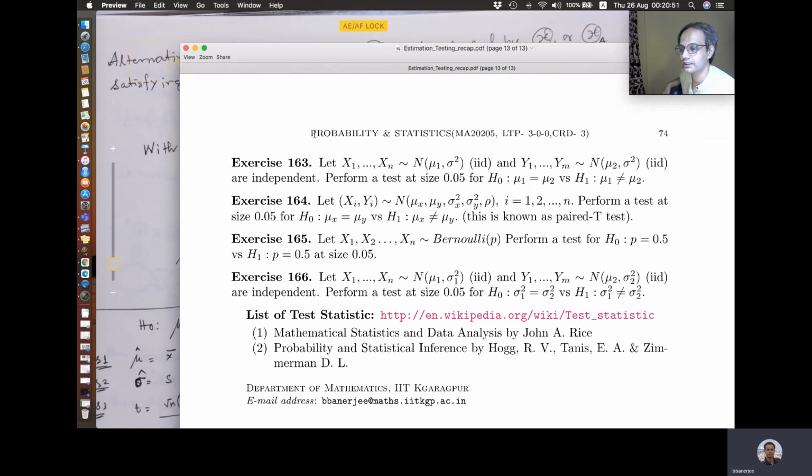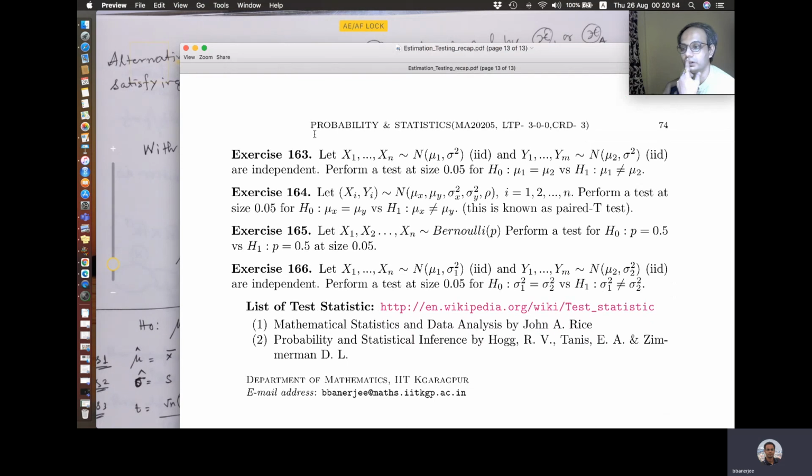Okay, so these are the things you can go for your exercise: x1, x2, xn are IID normal mu1 sigma square, and y1, y2, ym are IID normal mu2 sigma square. Remember, mu1 and mu2 need not be the same. Your null hypothesis is claiming mu1 equals mu2, the alternative is claiming mu1 not equal to mu2, but the sigma squares are the same. So in that situation, you can have a pooled estimate of sigma square.